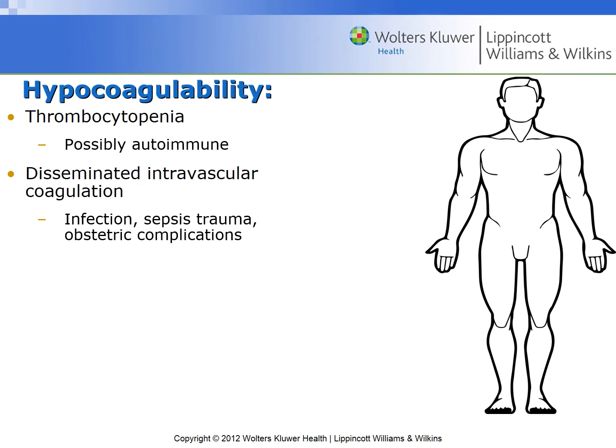DIC, disseminated intravascular coagulation, or coagulopathy, can be the result of infection, sepsis, trauma, or complications of childbirth, which is especially frightening as childbirth is a process where bleeding occurs.